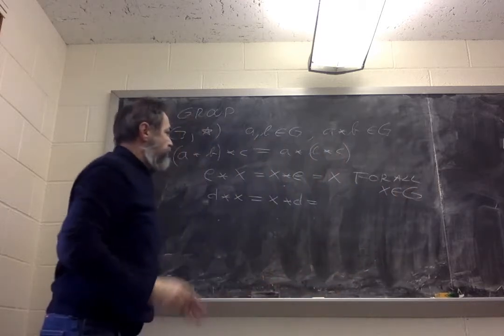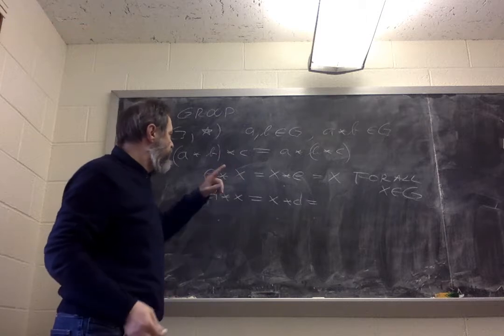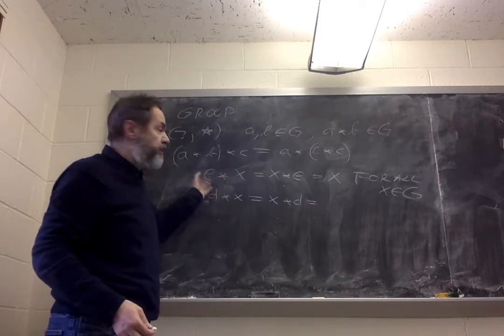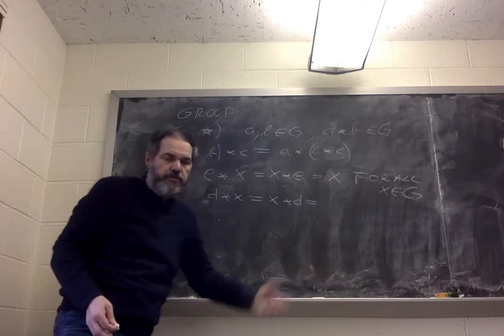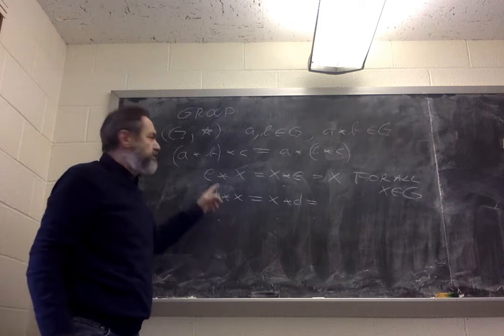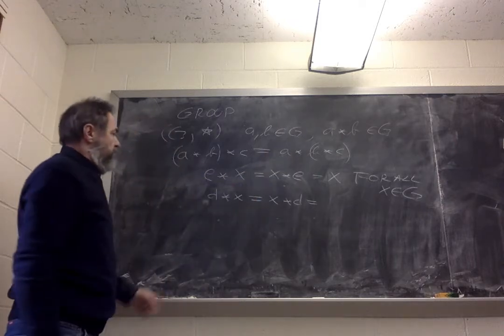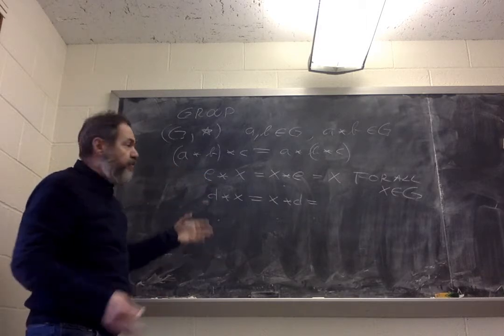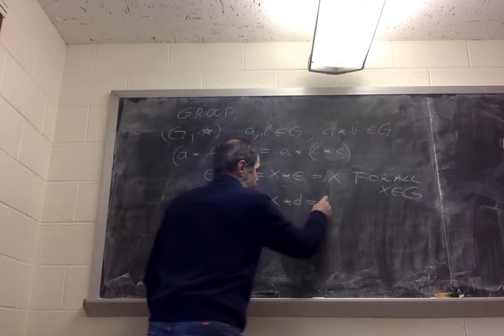Okay. So, for instance, if the group is the group of integer numbers with addition, E would be 0. 0 plus X is equal to X plus 0, and it's equal to X. With respect to multiplication, E is 1. So, 1 times X is equal to X times 1, and it's X. But if I have 2 elements in the same group satisfying this, they have to be the same element.